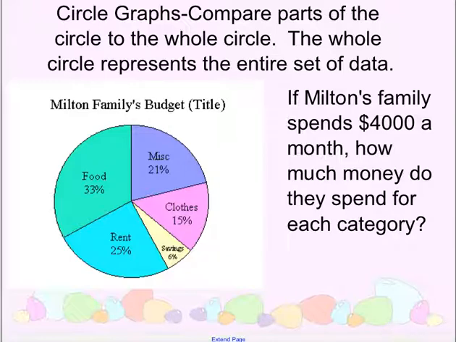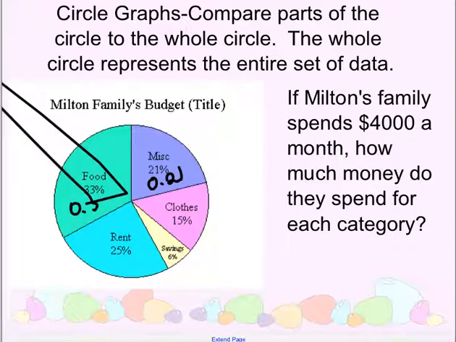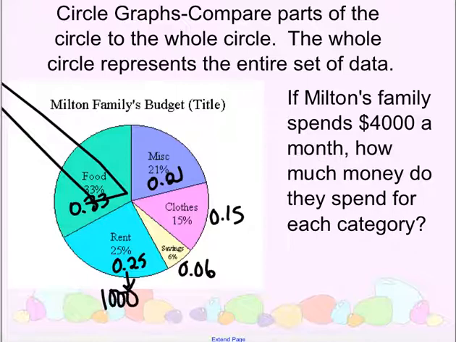We could turn all of these percentages into decimals to say, okay, this is 0.21, 0.33, 0.25, 0.06, and 0.15. And then all we would have to do is say, all right, 4,000 times each of those, and we could figure out how much money. So let's do it for one of them. This 0.25, that's pretty easy to see. When we multiply, we would get $1,000 for rent. A quarter of our money is spent on rent.